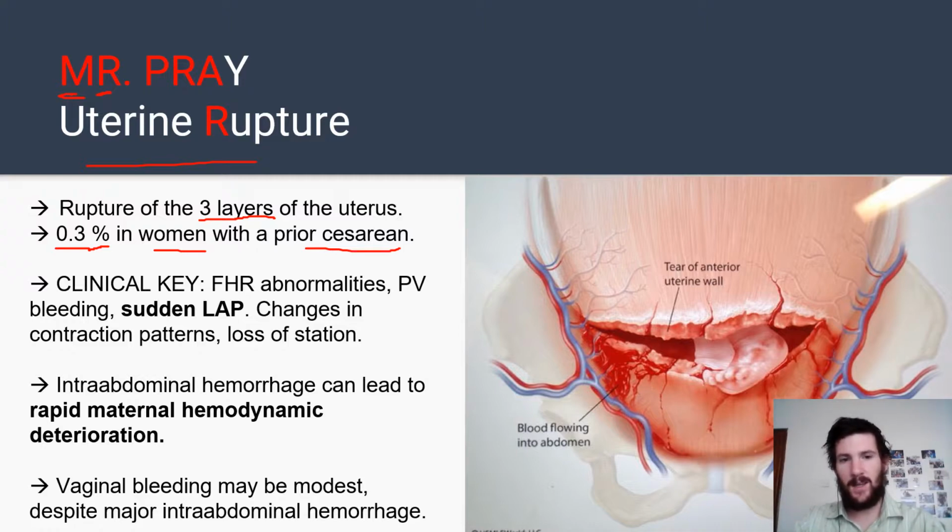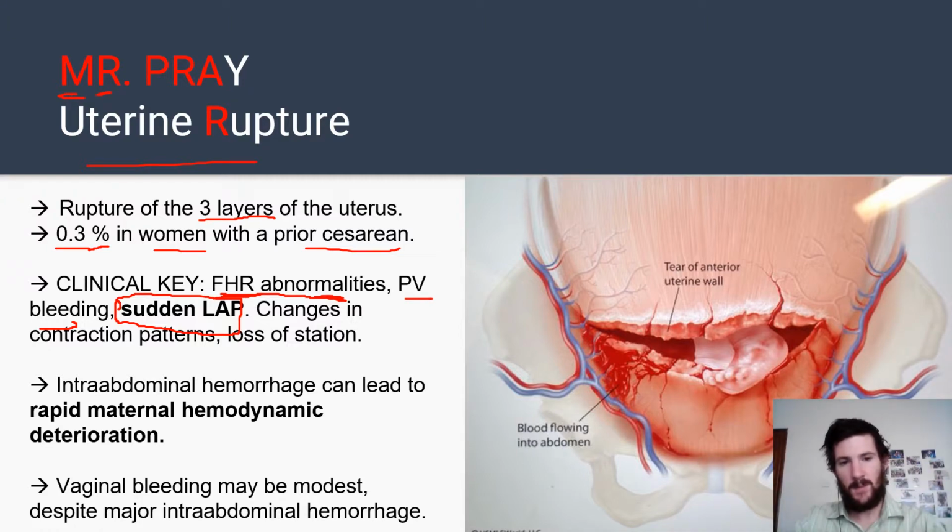The clinical key here to diagnose this is that you will have fetal heart rate abnormalities, because the placenta also can be inserted in the broken part of the uterus. Also, you can have PV bleeding, but this PV bleeding is not related with the quantity of blood loss. And the important thing here is sudden low abdominal pain. This is a very low abdominal pain, very intense, and that occurs very fast, in 1 second.